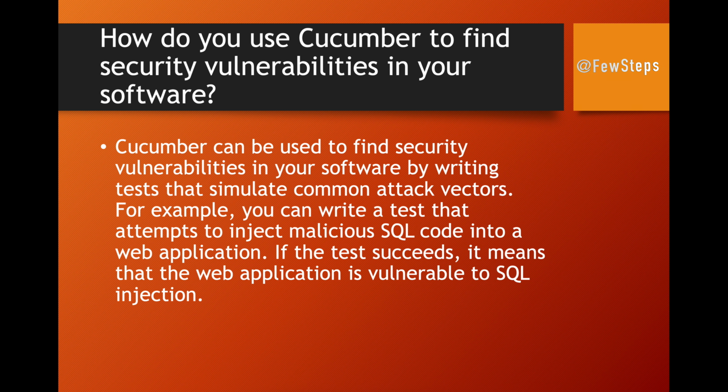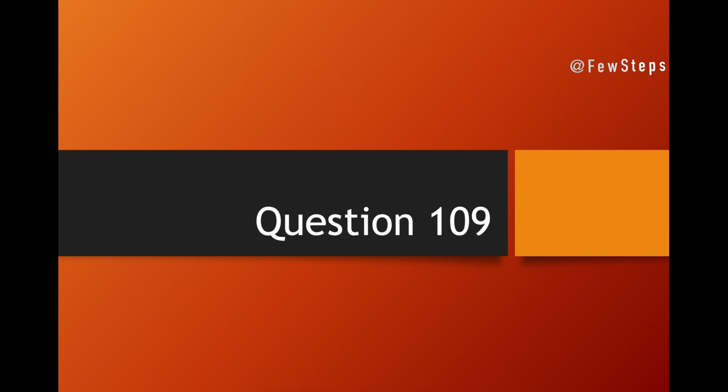Question 108. How do you use Cucumber to find security vulnerabilities in your software? Cucumber can be used to find security vulnerabilities in your software by writing tests that simulate common attack vectors. For example, you can write a test that attempts to inject malicious SQL code into a web application. If the test succeeds, it means that the web application is vulnerable to SQL injection.